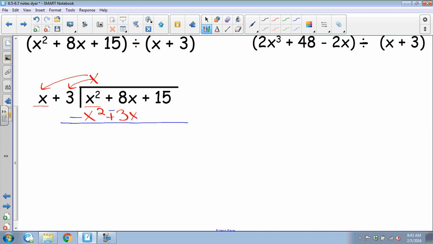So now we combine these terms. Your first term should always cancel every single time. And so now 8x minus 3x is what? 5x. What's the next step? Bring down, right? Divide, multiply, subtract, bring down. So we're going to bring down the next term.